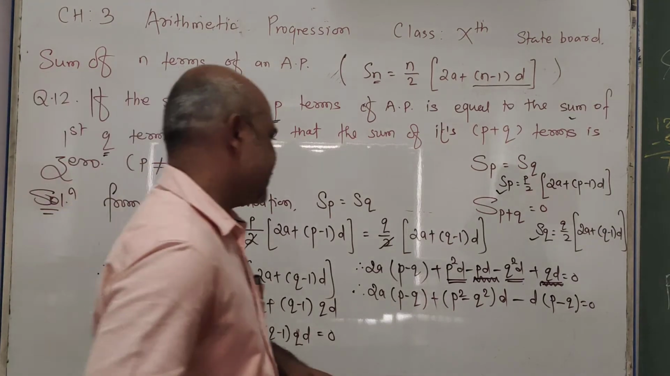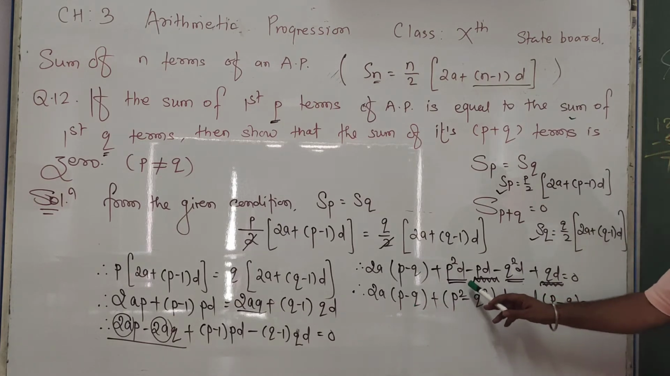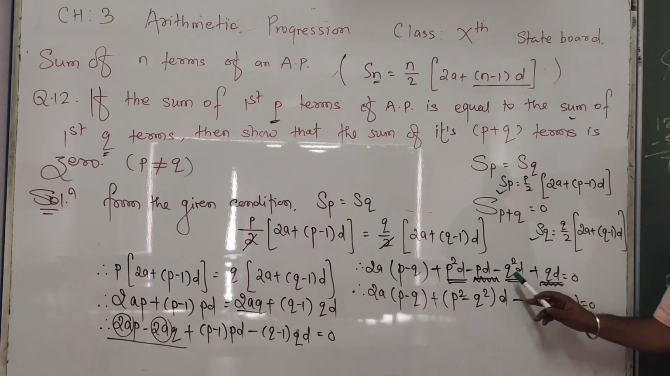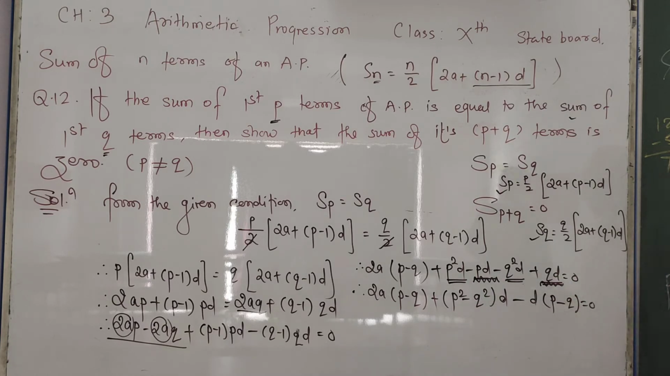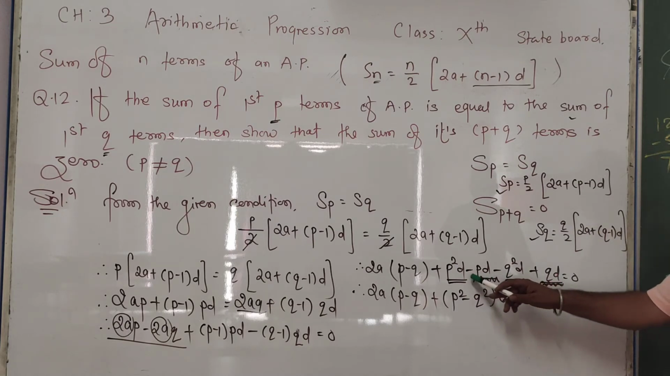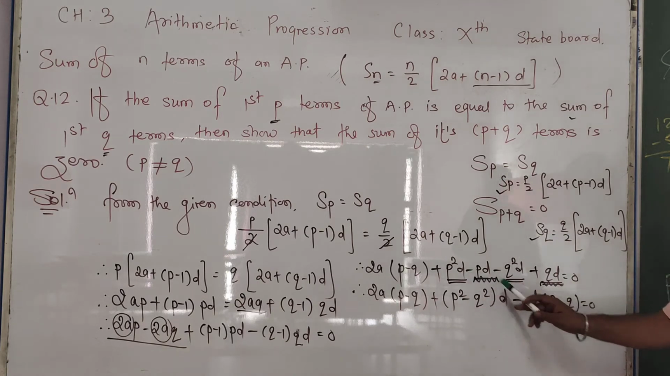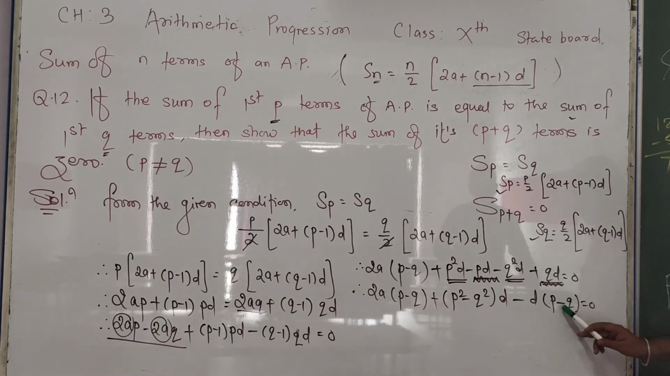So this step is very easy to do, try to understand. This is as it is. Now we are looking at p square d and minus q square d. D is common, so when we take d as common, you get p square minus q square. And look at this term, minus pd plus qd, d is common. So we are taking minus d as common, and when you take minus d as common, you get p, and because of this minus, this plus becomes minus.